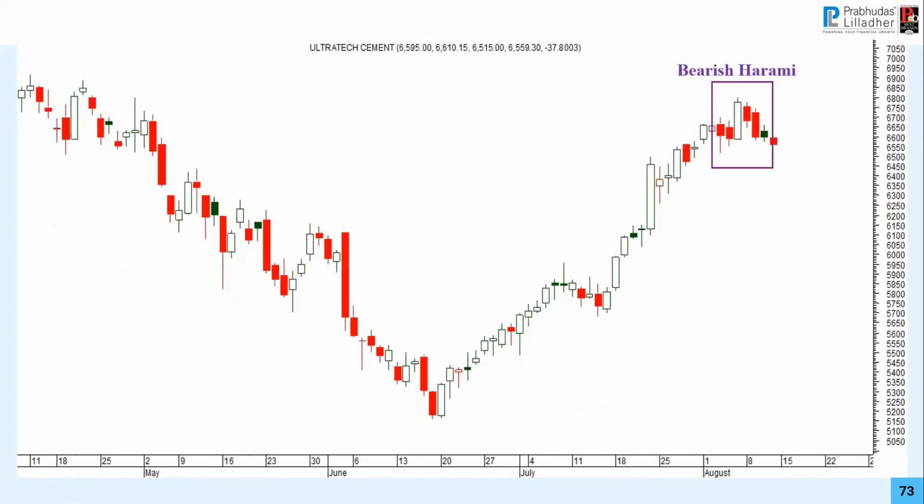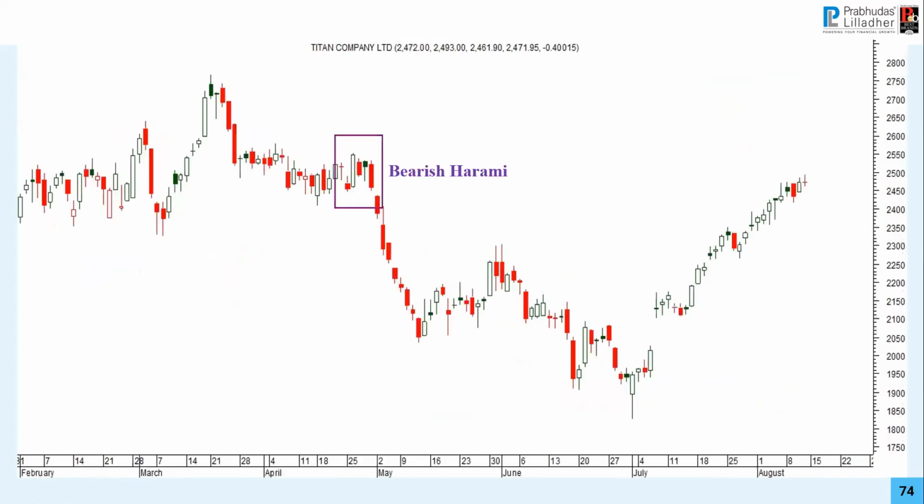Here is another example of a bearish harami in Ultratech. This is more ideal. The upward rally continues. We see a strong white candle followed by a small red candle, which is well within the body of the previous candle. So the stop loss, as always, would be the high, that is about 6,800, and we shall be going for a sell strategy for Ultratech Cement from here on. Similarly, we will see in Titan.